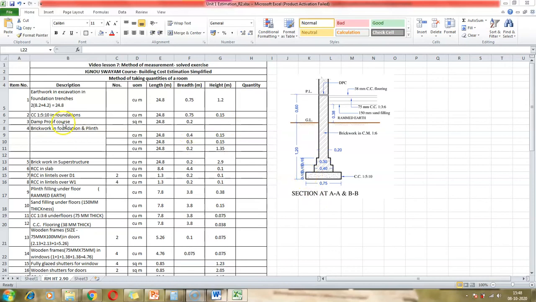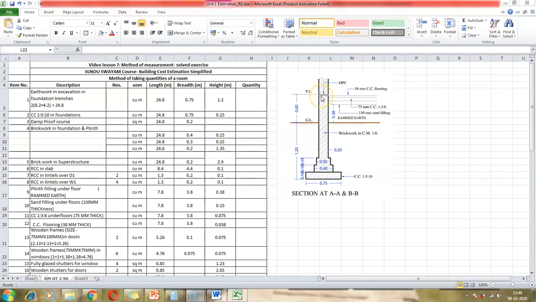Now, the next item that we are looking at is damp-proof course, the DPC. Let's look at the DPC here. Again, DPC is a small layer of chemical which is sprayed onto the brickwork. In fact, because brickwork is extending up to the foundation, we apply it at the level of plinth. So let's see what are the dimensions of this item.